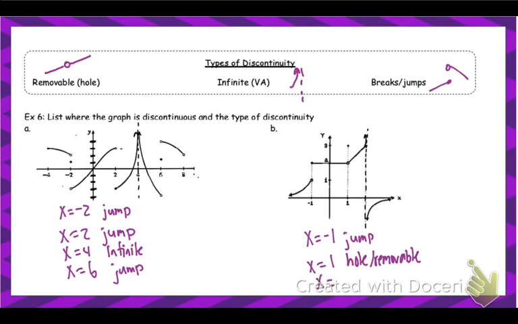And then the last one, it's not marked. We'll say it's x equals 2. That would be a vertical asymptote or an infinite discontinuity.